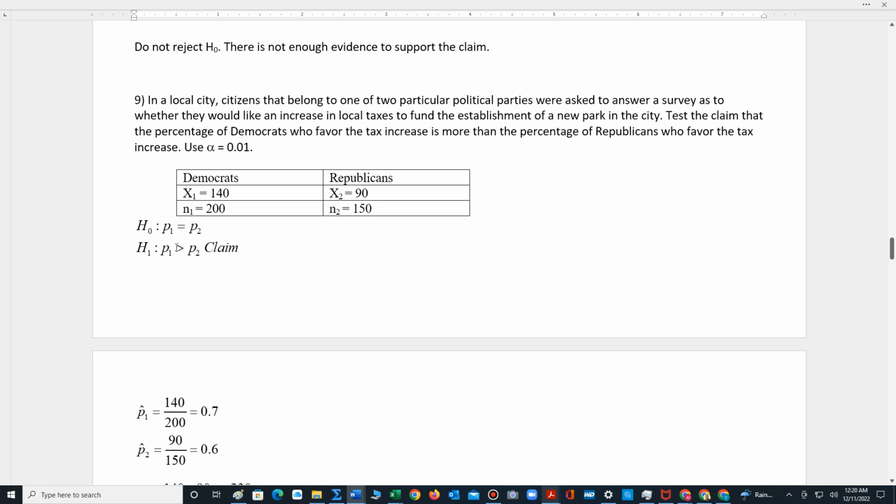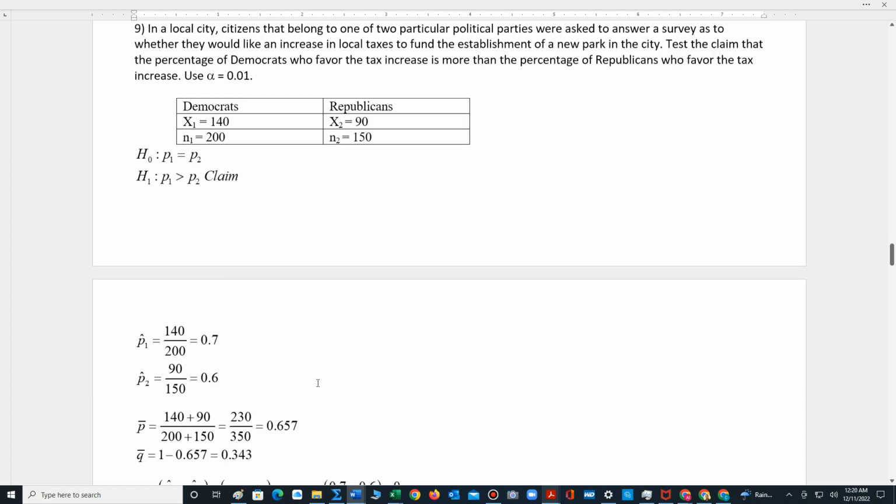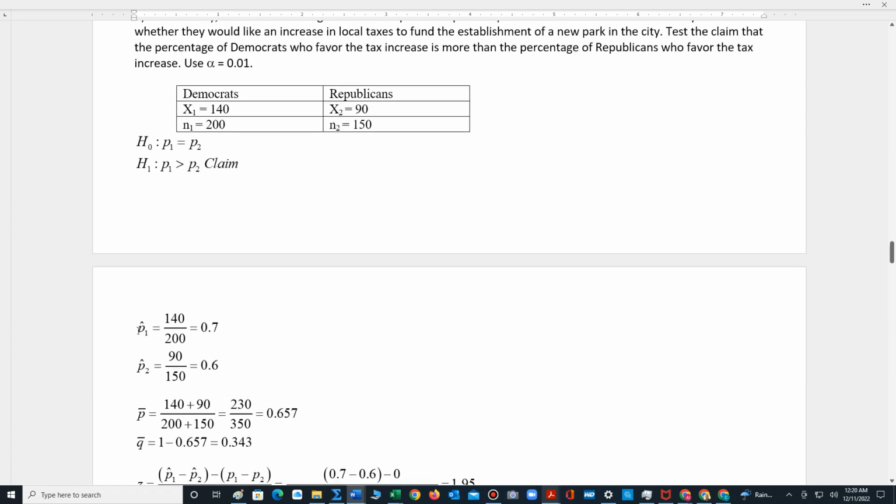So P sub 1 is greater than P sub 2. That's the claim. That's H sub 1. H naught is that the two proportions are equal. So we have to compute the sample proportion for the Democrats first. 140 out of 200 is 0.7. Then the sample proportion for Republicans is 90 out of 150, which is 0.6.